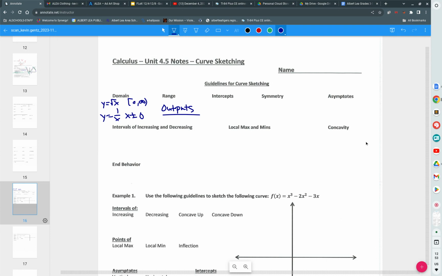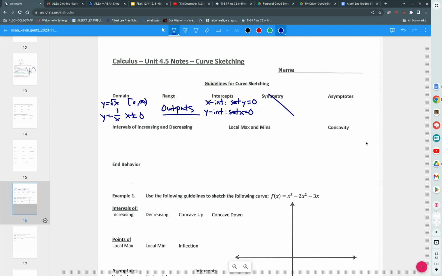Another thing that we like to determine when we're sketching graphs is the x and y intercepts. How do you find the x-intercept? Oh, we set y equal to 0. How do you find the y-intercept? Hey, set x equal to 0. I wouldn't worry about symmetry too much. That just kind of happens.